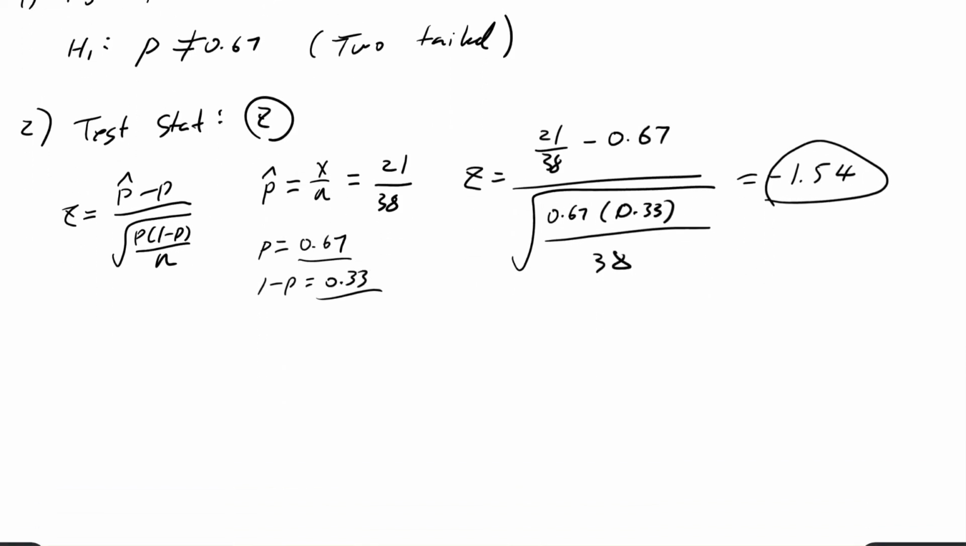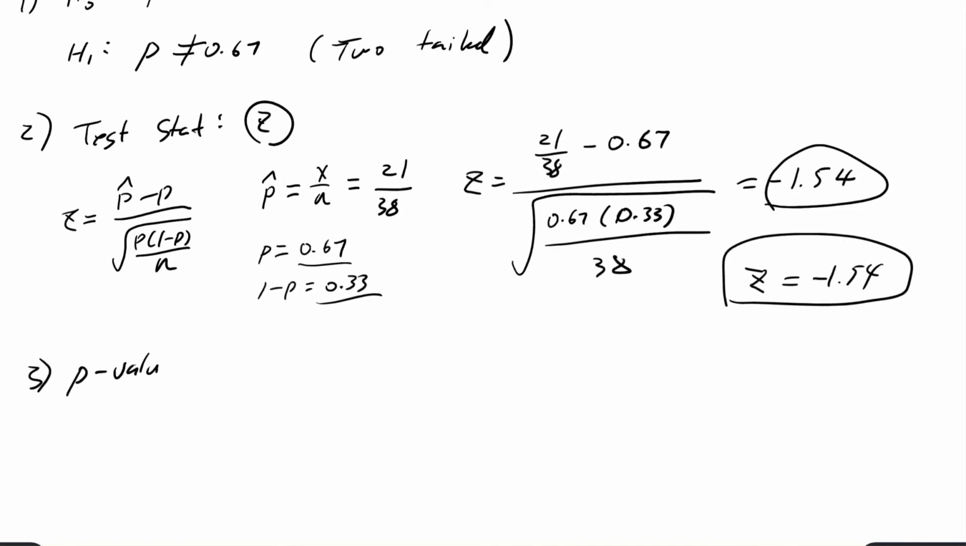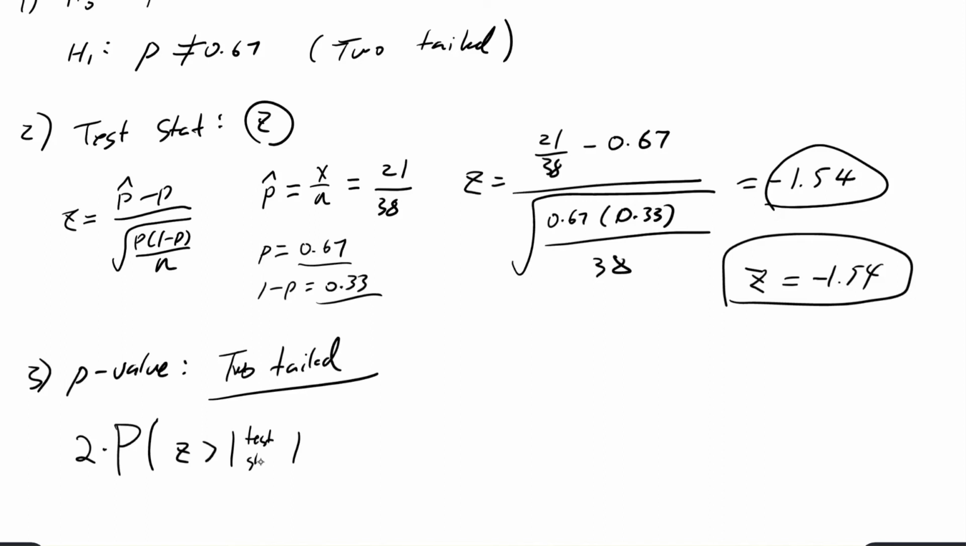So once we know the test stat is z equals, again, z is important, not t, because depending on z and t, where we find the p-value is different. This is our test stat. So using this, we find the p-value. Well, this is two-tail. Since it's a two-tail, we find 2 times the probability of z greater than the absolute value of the test stat. So in this case, the probability of z greater than the absolute value of negative 1.54.